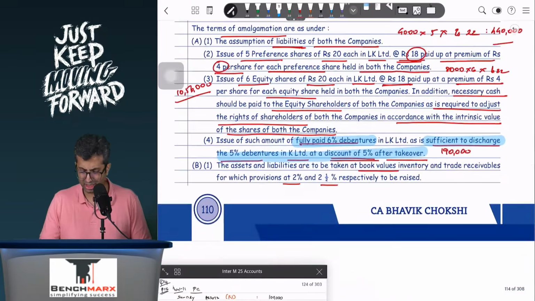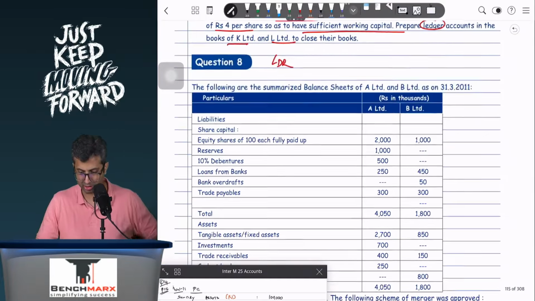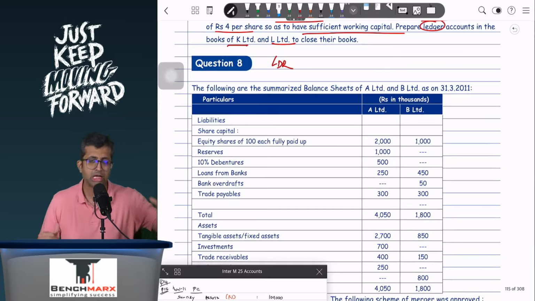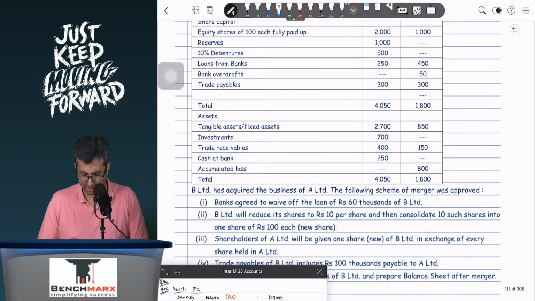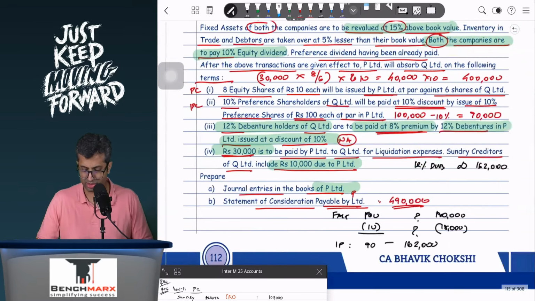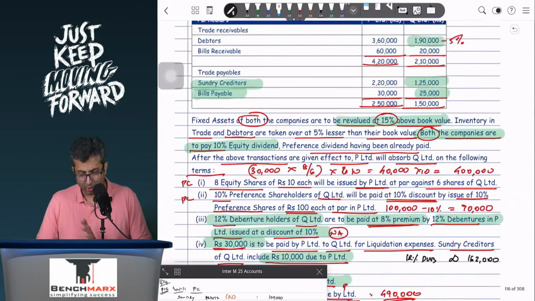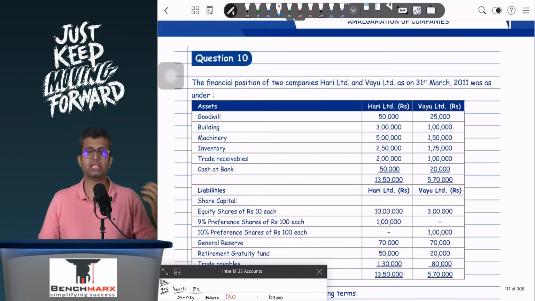Now question number 8 has some impact of internal reconstruction. If you have not yet done internal reconstruction, you'll probably understand this better, and also impact of merger method, which we will do in some time. So this is regarding question 8, which we will come back to, because merger method we want to discuss again. Question 9 we have already done. 10, 11 and 12 are 3 questions which pertain to amalgamation in nature of merger, which is pooling of interest method.